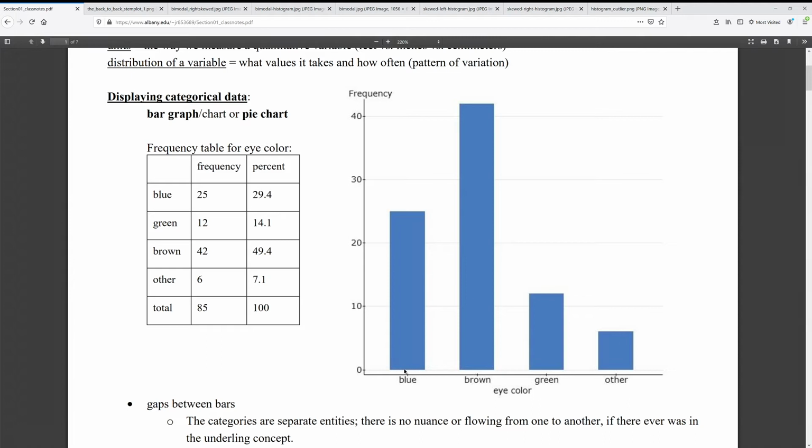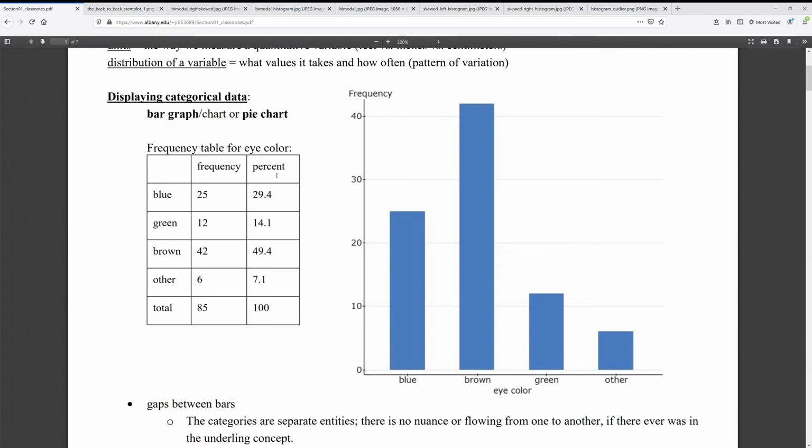Before we get into that, you get the basic concept, right? So this is height 25, frequency, number of people, whatever it is we're talking about. That's 25, obviously, right? And the green is 12 over here, and the brown is 42 here, and this is meant to be 6, so that's about right. So we've got our bar graph. You get the idea. The height of the bar represents the frequency.